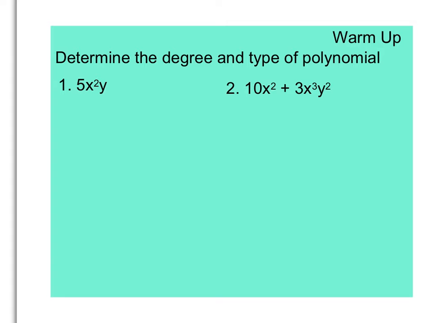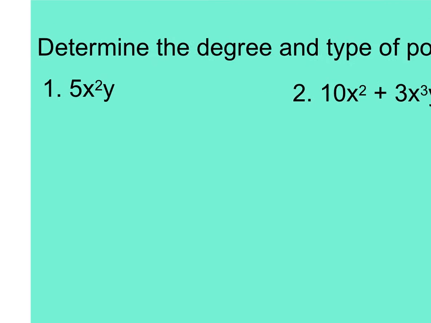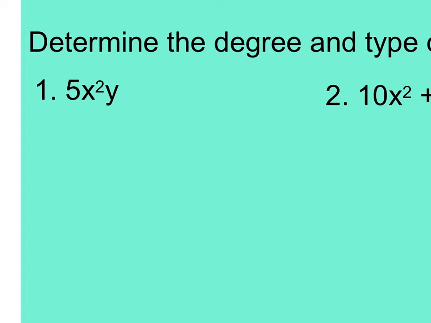So here is our warm-up for today. Determine the degree and type of polynomial. Let's start with number 1, and I'm going to start by determining the type of polynomial. So here we don't have any plus or minus signs. Everything's put together by multiplication. So this is a monomial.